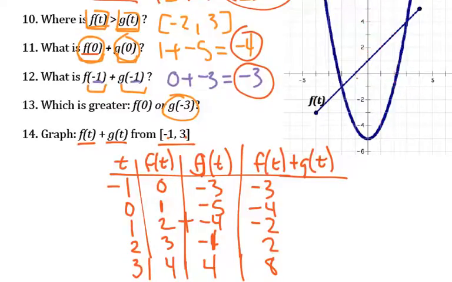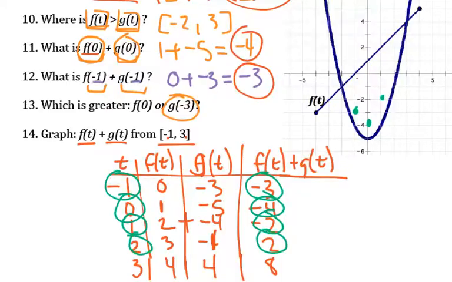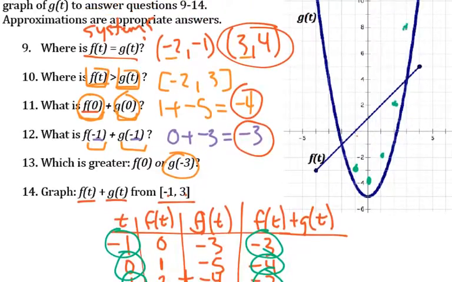So using the green, at negative 1, we're at negative 3. At 0, we're at negative 4. At 1, we're at negative 2. At 2, we're at positive 2. So we jump up there. And at 3, we're at 8. So we're clear up here. So we've got kind of a similar shape to both of them, but this line is adjusting it, right? So kind of an interesting way of combining those functions.